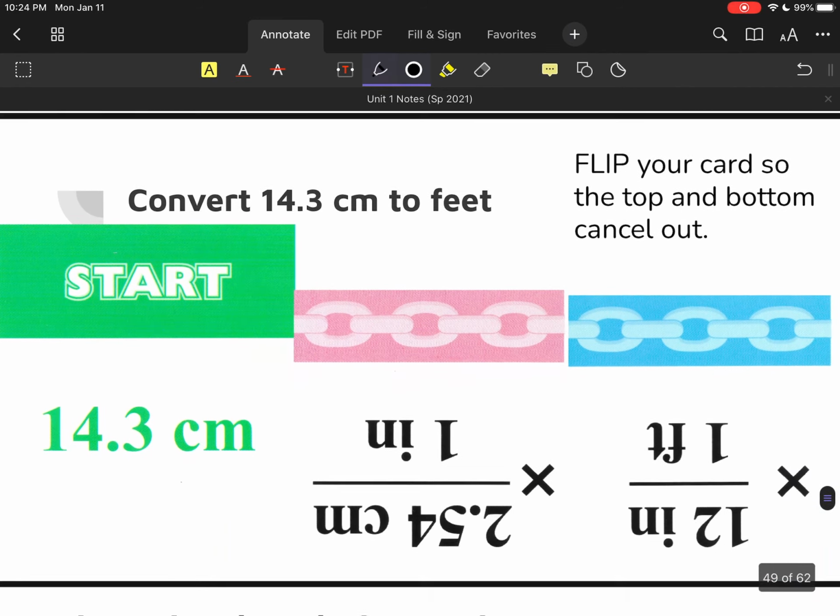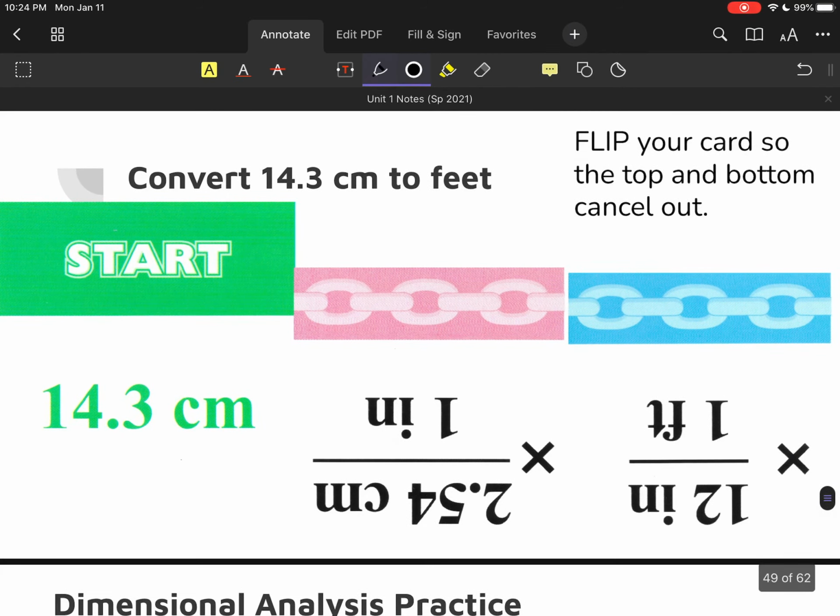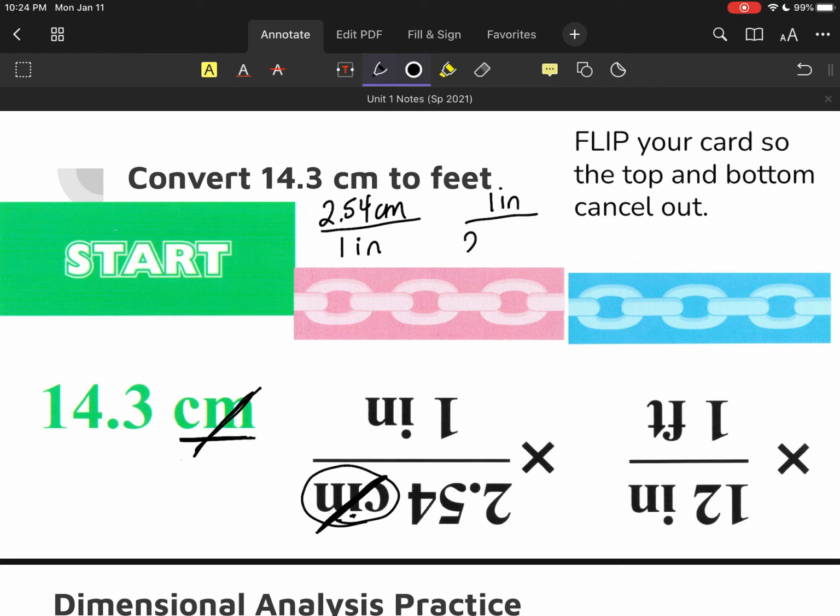I'm gonna scroll down to this example here, okay? Notice I'm starting with centimeters and I'm trying to go to feet. So I'm basically going backwards. So I can still use this centimeters to inches card, but notice I've had to flip-flop my numbers so that the centimeters is on the bottom because I want it to be able to cancel out. Just like we said earlier, we had 2.54 centimeters over 1 inch because they're the same thing. I can also have it written this way.